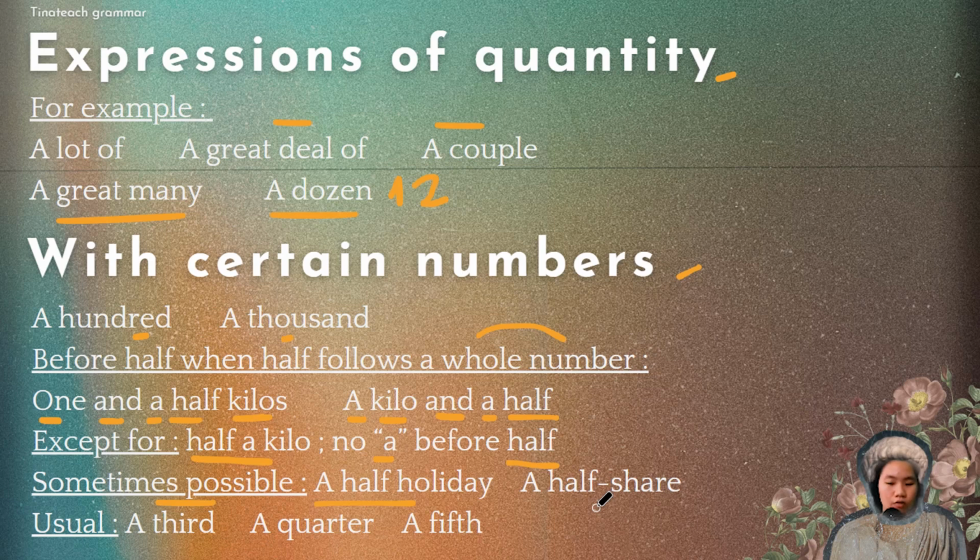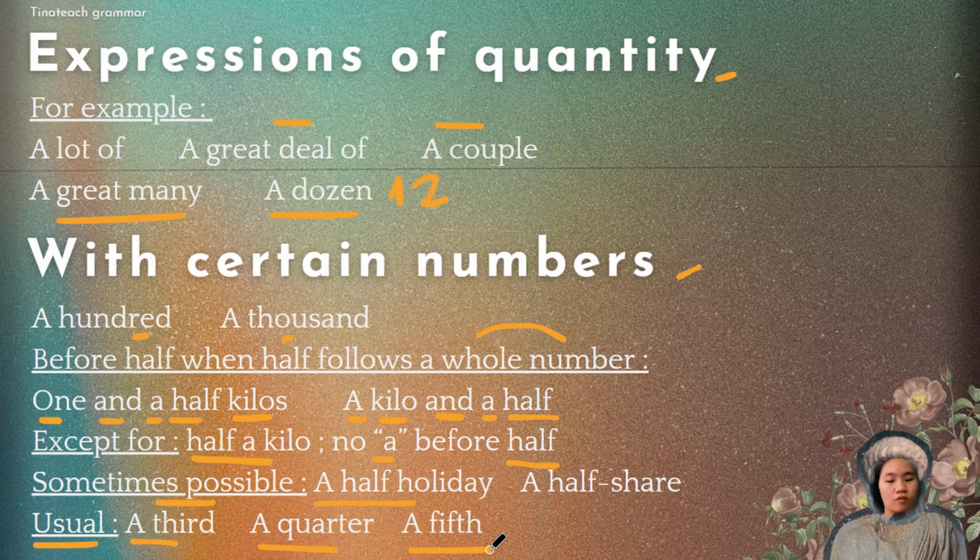Okay? You don't say 1.5 holiday. No one says that. So naturally, you also don't say it. You say a half holiday or a half share instead. Now, next up is usual, as in this is how you usually say it. A third, a quarter, a fifth, a ninth, a half. Okay? So now let's recount.